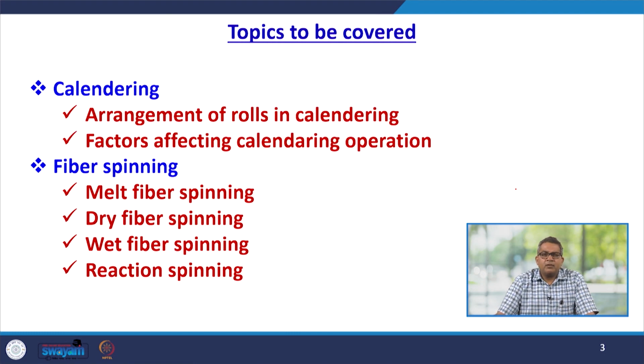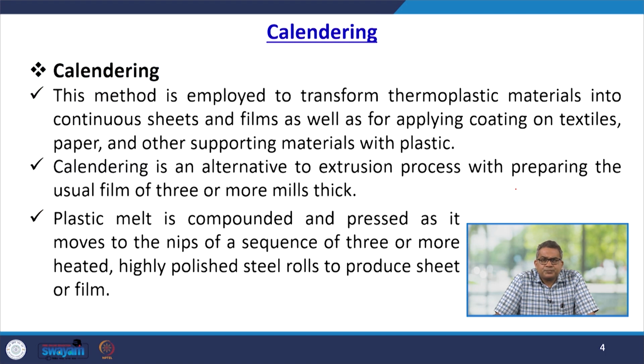Now, in this particular chapter, we are going to discuss calendering, the arrangement of the calendar rolls in calendering, how we can arrange them, and then the factors affecting the calendering operation. Apart from this, we will discuss fiber spinning, like melt fiber spinning, dry fiber spinning, wet fiber spinning, and reaction spinning. So, all these things we are going to discuss in this particular chapter. So, let us discuss calendering.